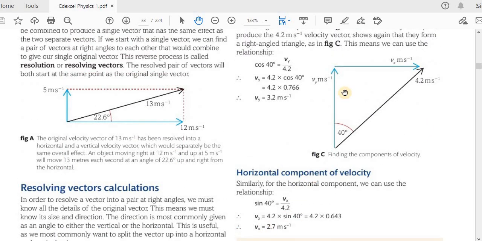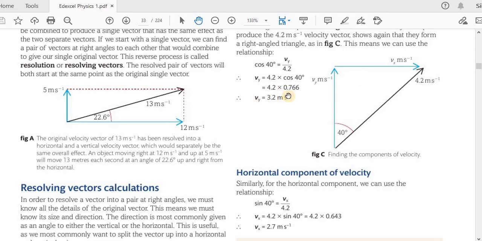Now remember, always the component should be less than the actual vector if it is at an angle like this. If this angle was 0 degrees, of course, then this vector will be this way. So the y component will be equal to that, and there won't be any x component. But if it is at an angle like that, always the components will be lesser than the actual vector, because they are components. They are found by resolving.